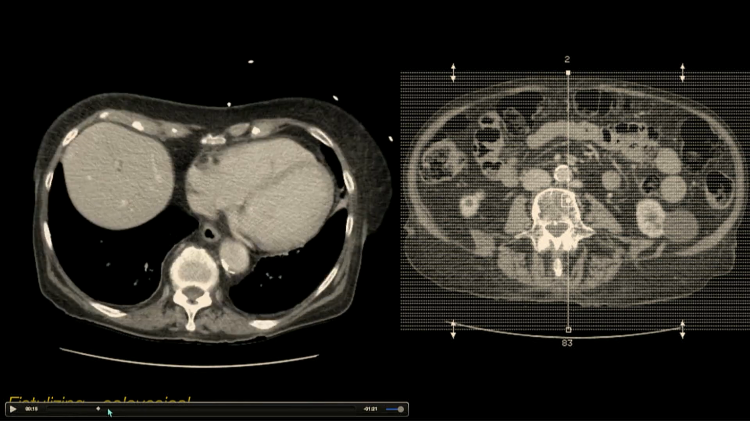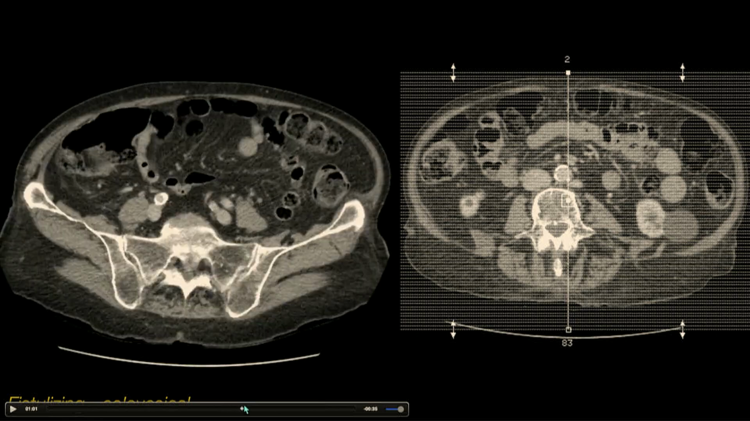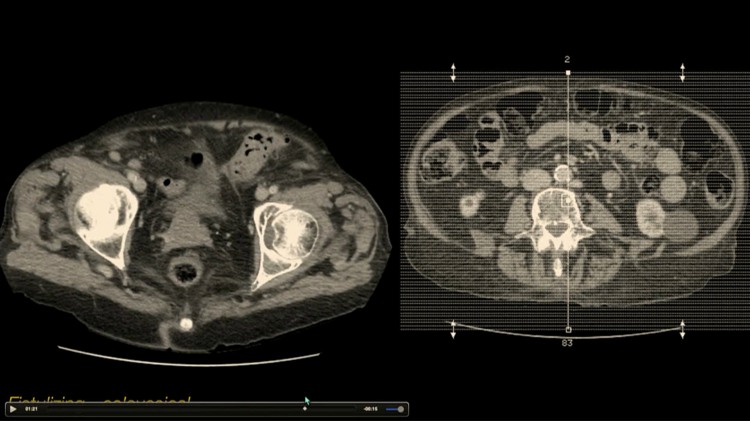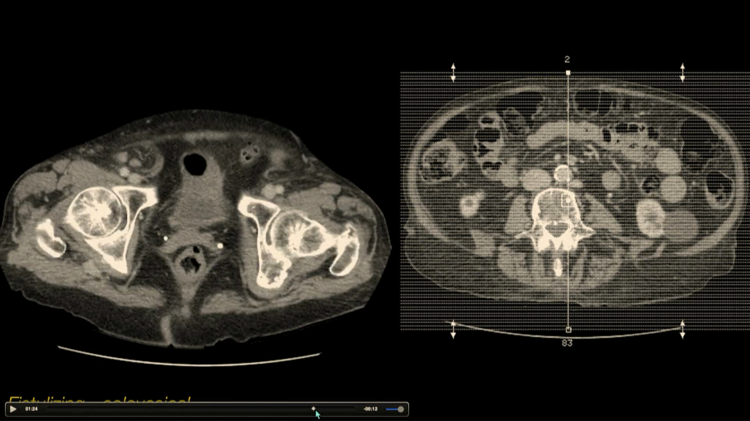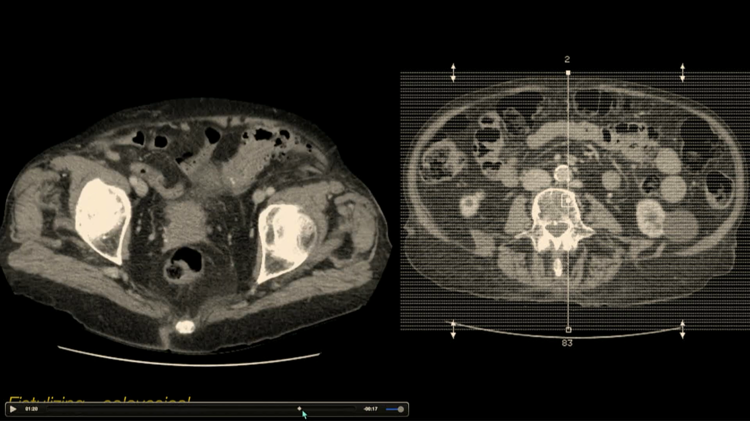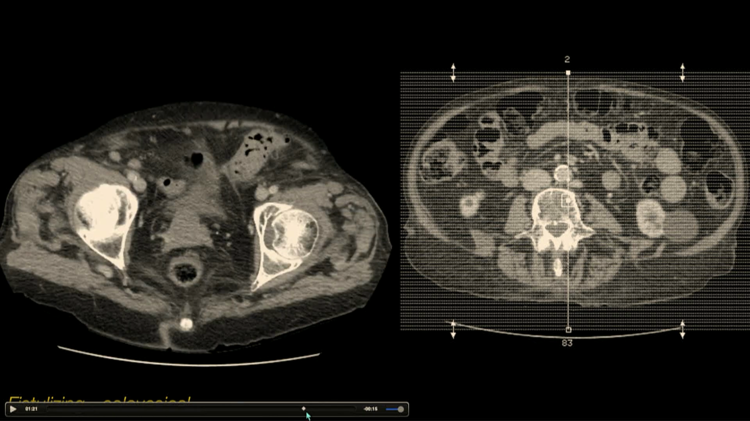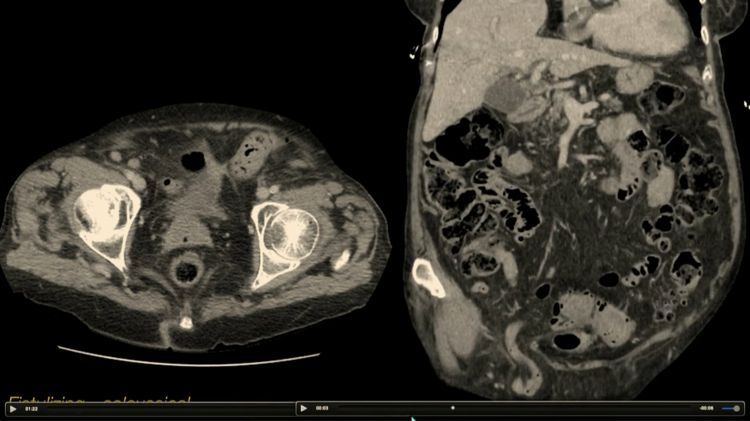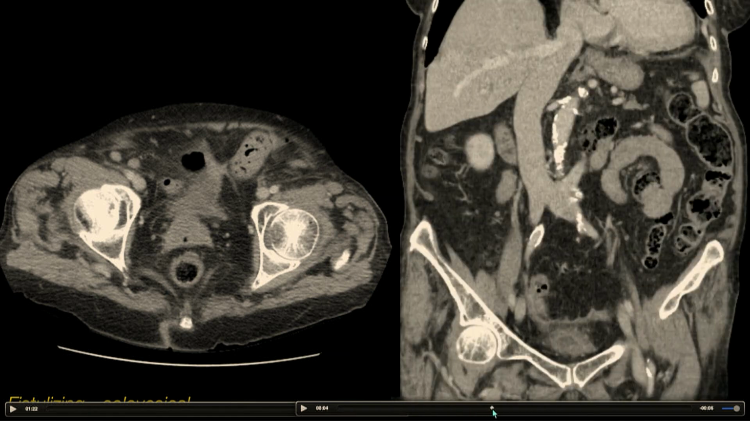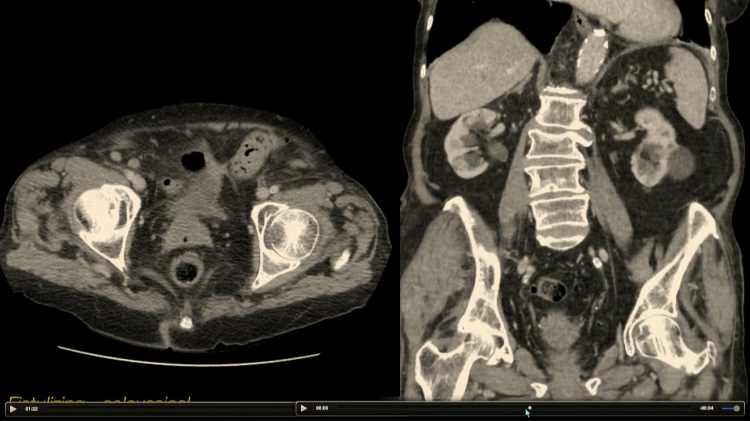Colovesical fistula here. So intraluminal air in the urinary bladder, we have to account for that. There's abnormal bladder wall thickening. And then scrolling up, there's actually just a thin tract there. I think I show it nicely on coronal here. Let's take a look. Go back.